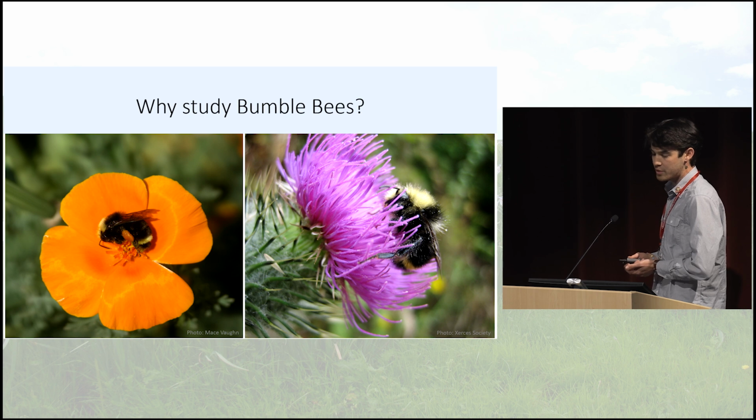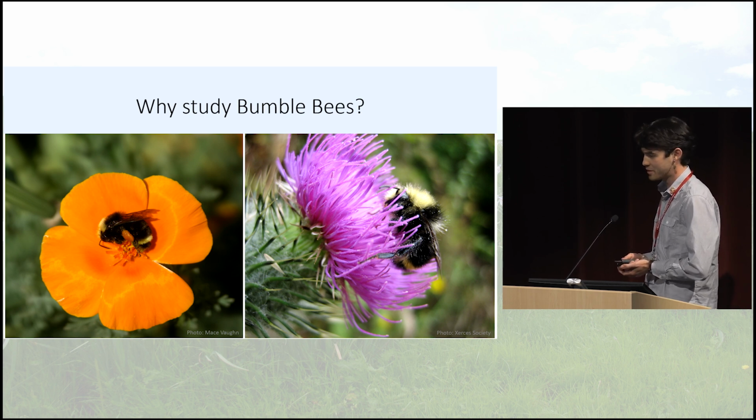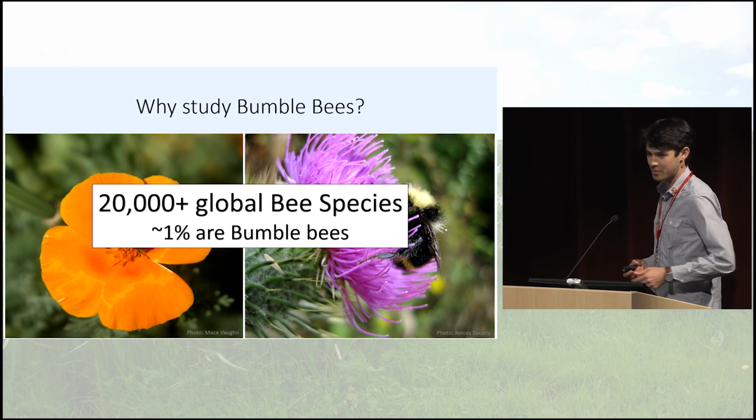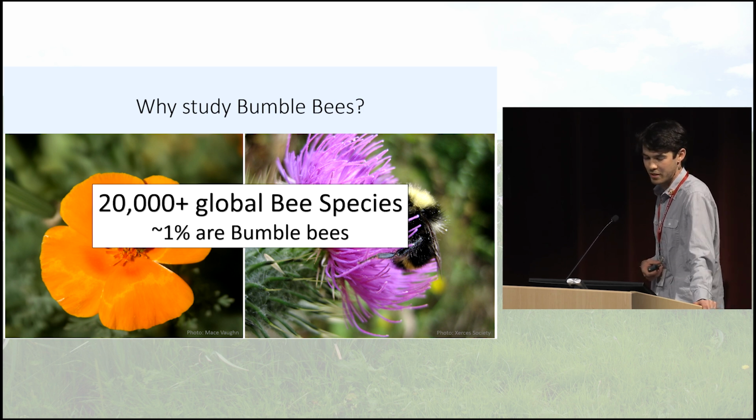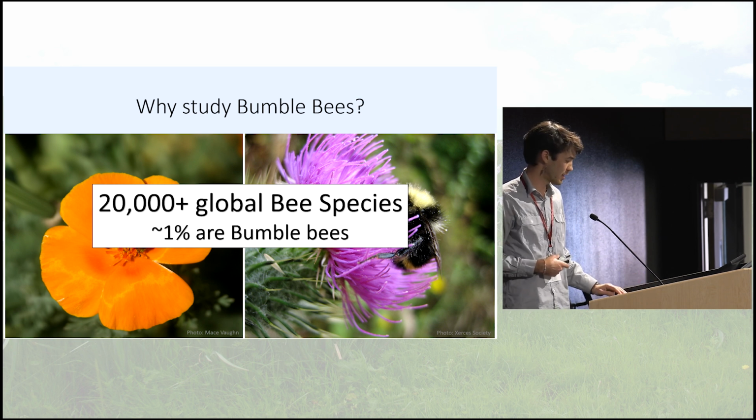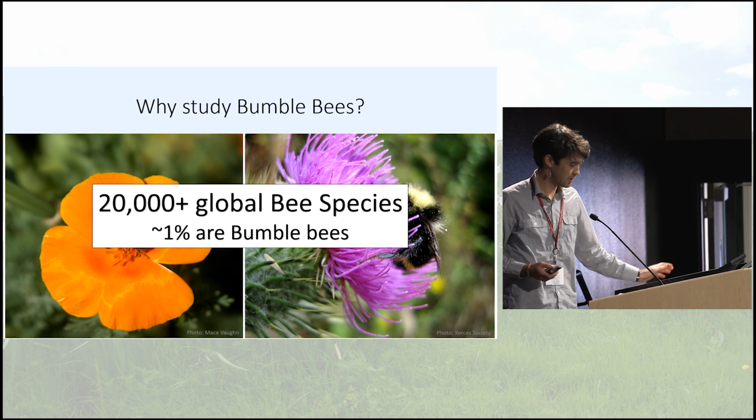So of all of our bees, why study bumblebees? Why not honeybees, which are much more abundant? Or why not any of the 20,000 species of bees globally? Bumblebees are a very small selection of that. There's only around 260 species. But there's a number of reasons why bumblebees make great pollinators, not just because they're cute.